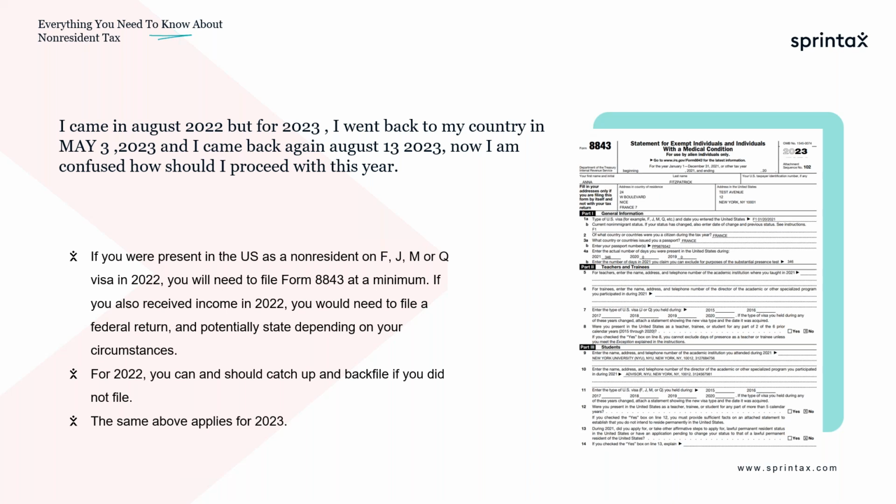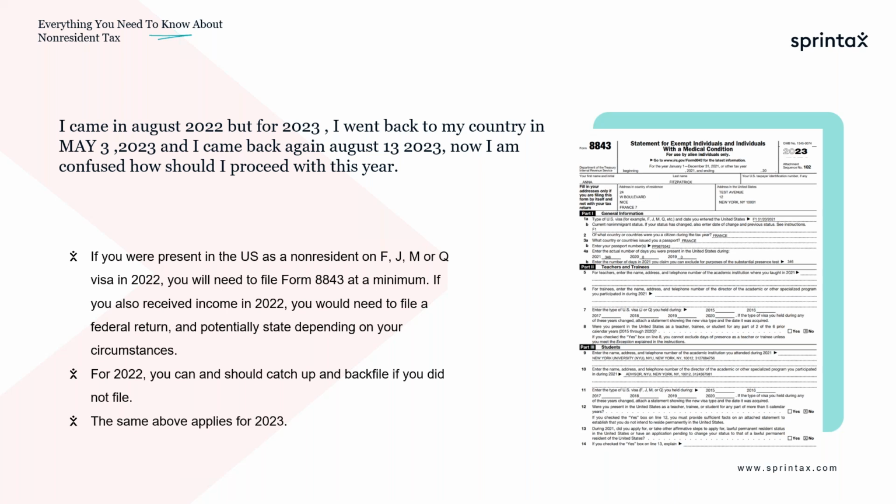So firstly, if you were present at any point in 2022 as a non-resident under an F, J, M or Q visa holder, you would need to file Form 8843 at a minimum. But if you also had any income in 2022, whatever that income comes from, if it's US sourced income, it's generally going to trigger a federal filing requirement, which would mean you'd need to file Form 1040-NR as a non-resident, and then you may need to file state depending on the state and depending on your circumstances.